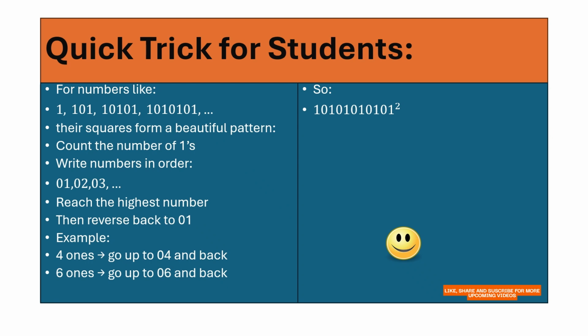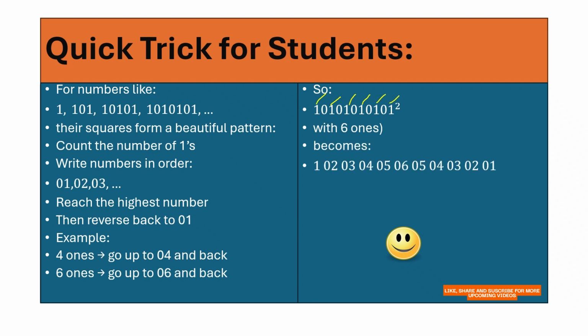So if the number is given on the screen, how many ones can you see? We have 6. Let's calculate. It's 1, 2, 3, 4, 5 and 6. So it becomes 1, then 2, then 0, 3, 0, 4, 0, 5, 0, 6.